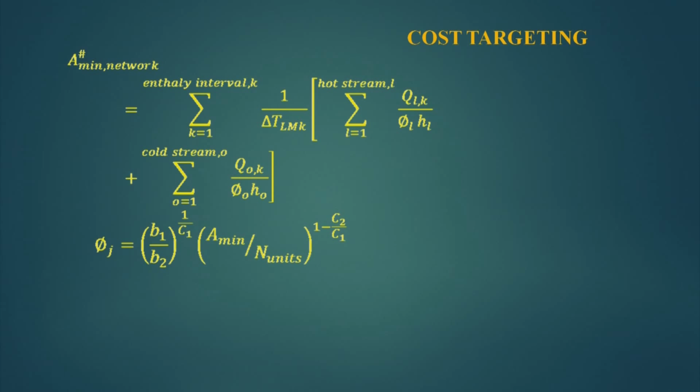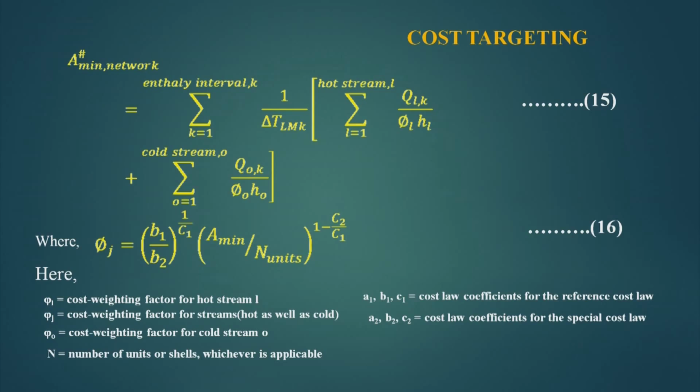So, once we compute the Q j for this, where j is hot as well as cold, it does not differentiate between hot and cold. So, we can calculate the phi j values for hot and cold and substitute in the above equations, and we can find out A hash minimum network area. And this is equation number 15.